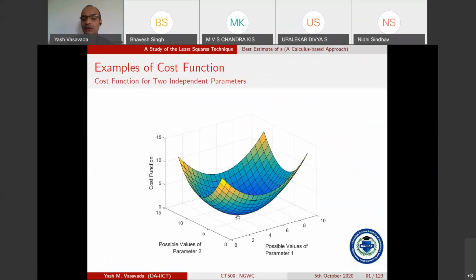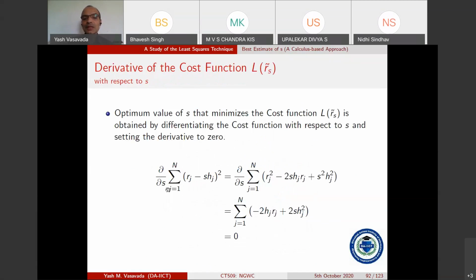There are some adaptive algorithms which actually slide down this bowl, with the hope that they will reach the bottom of the bowl. But instead of using those adaptive algorithms, I can take the derivative of the cost function with respect to S and just set it to 0. So this is now the calculus-based technique. This is pretty straightforward, your high school math derivation.